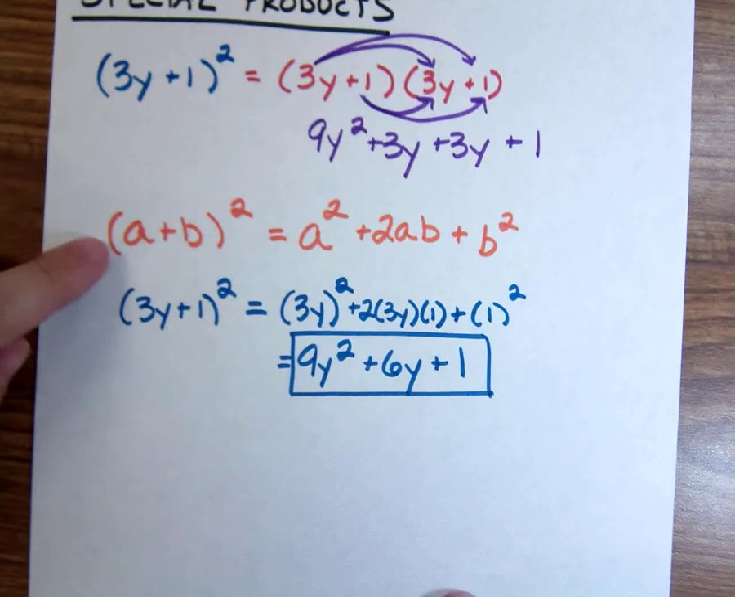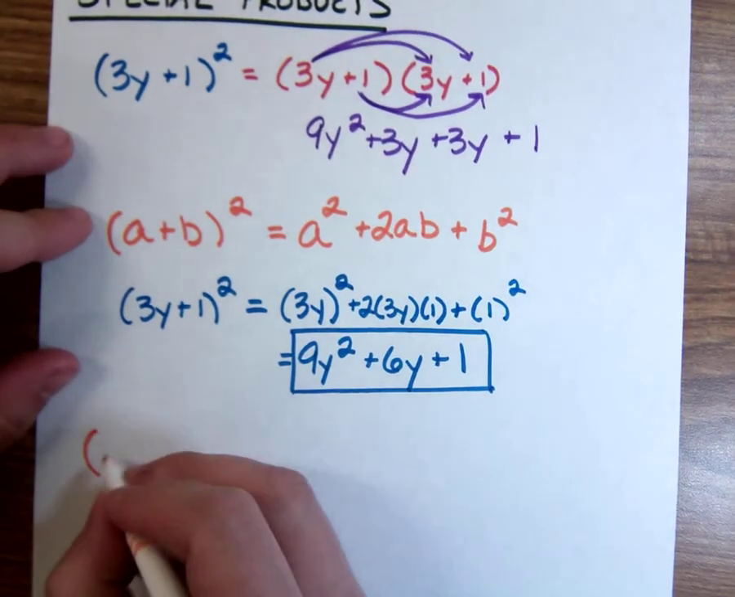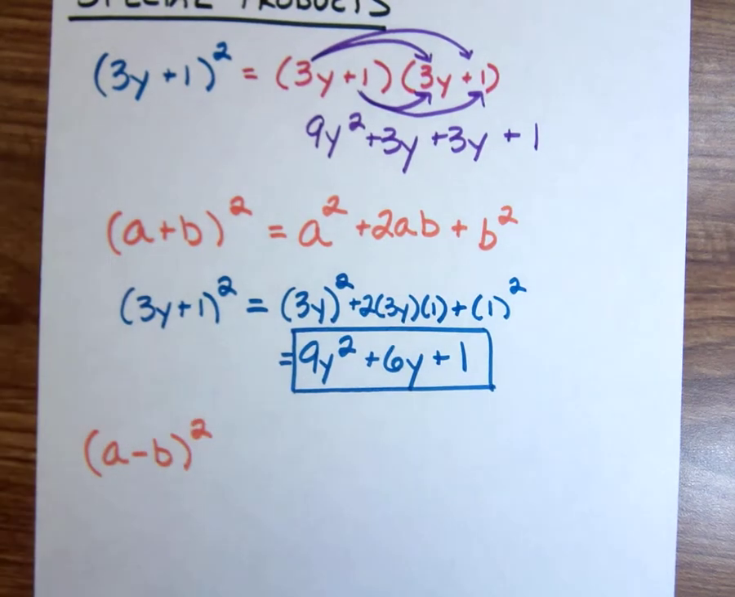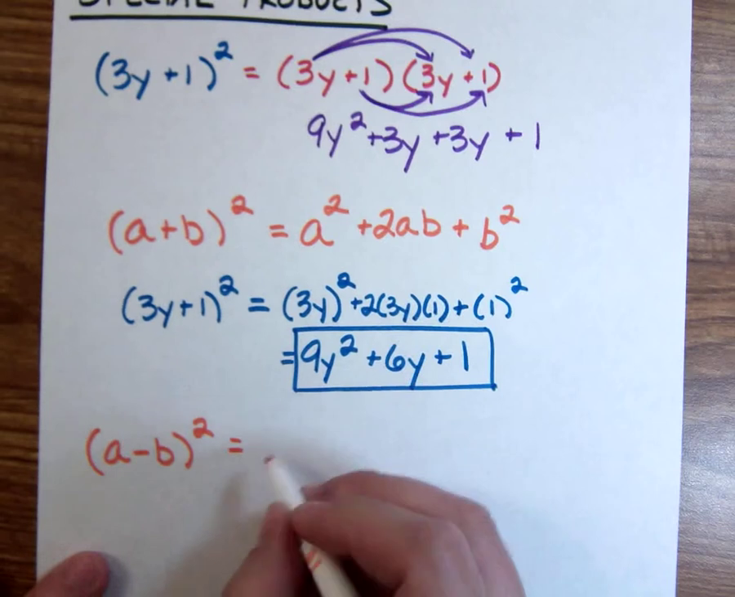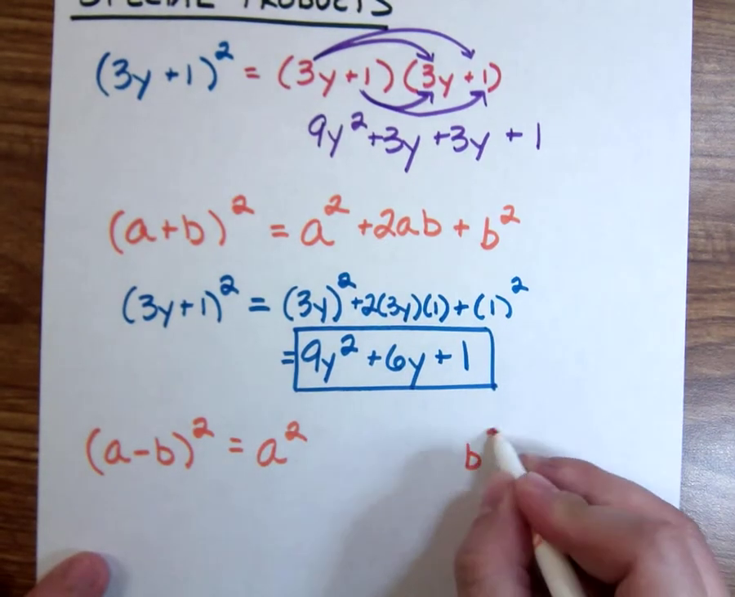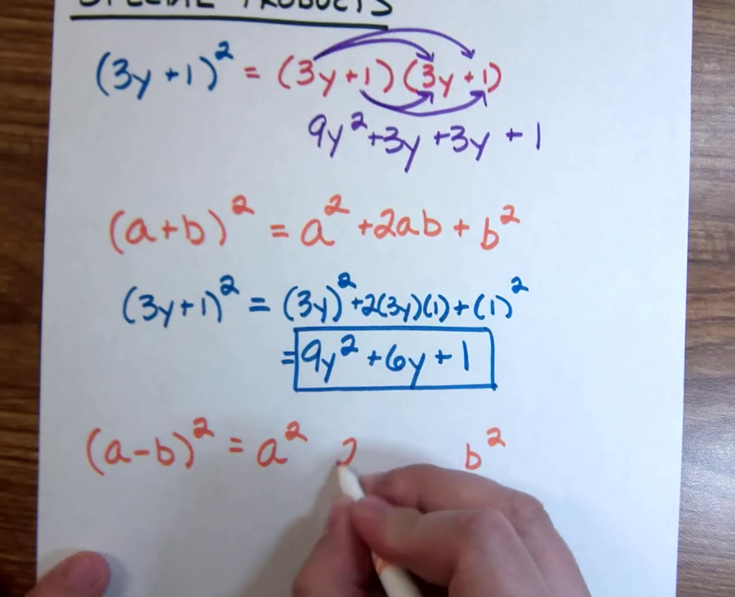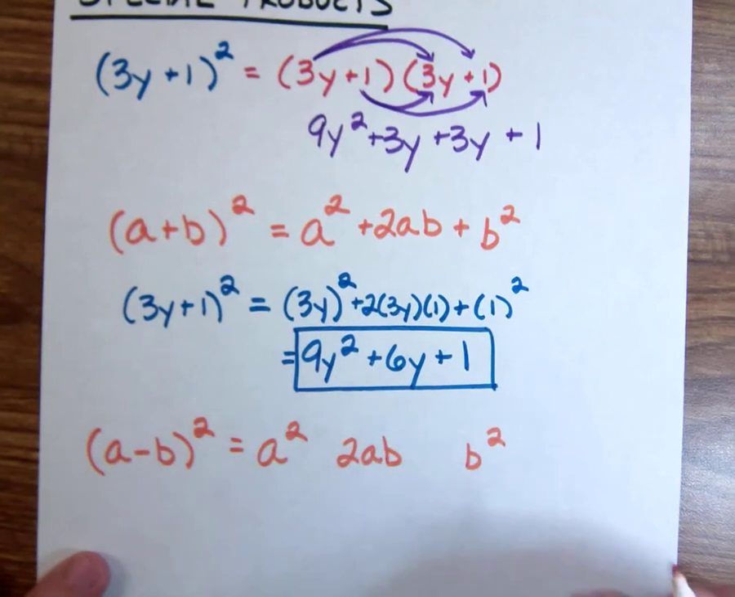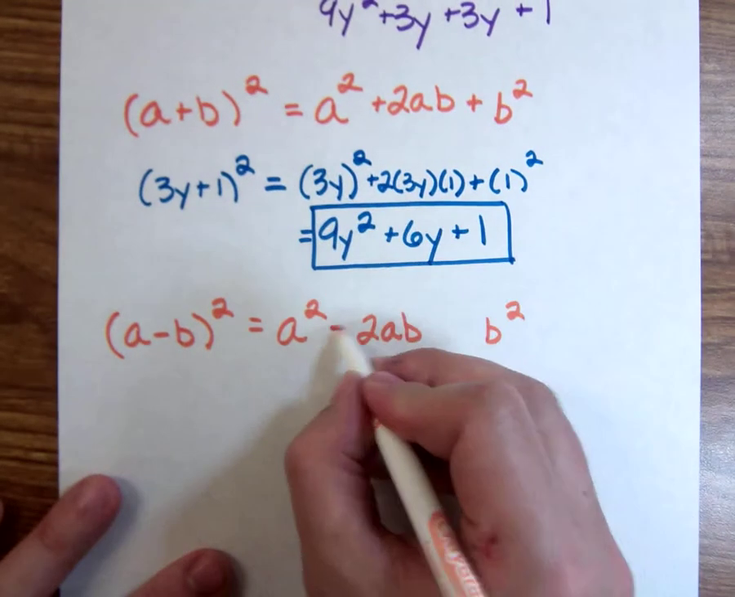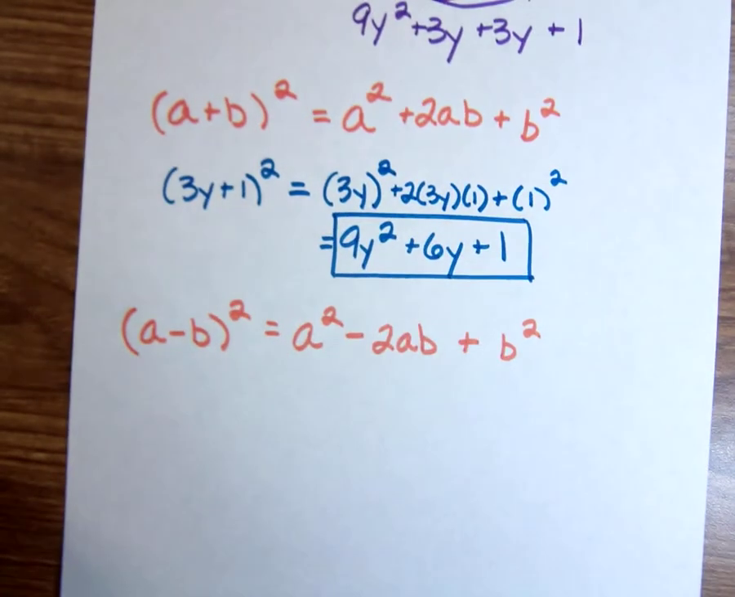Now, this shortcut I gave you was a plus b squared. There's another shortcut for a minus b squared. When there's a minus sign in between them, it is almost exactly the same. You square the first thing, you square the last thing, and in between, 2 times the first thing times the last thing. The only difference is the signs. Instead of both being plus, it's minus plus. That's the shortcut for that one.